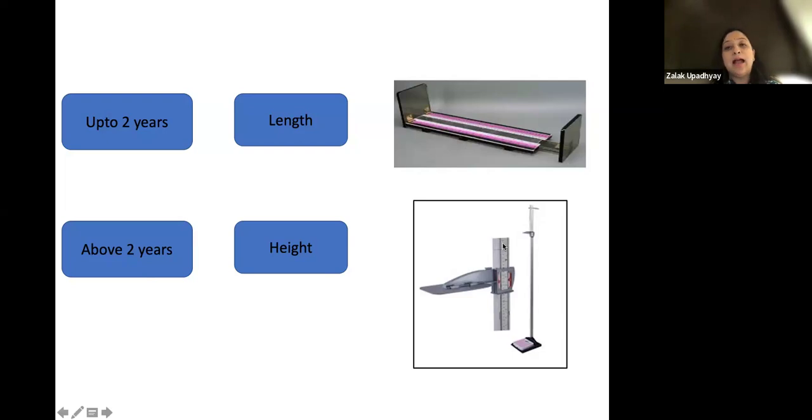After 2 years, it is height, it is standing. That we take with the help of a stadiometer. When I talk about a good stadiometer, you have Harpenden stadiometer, and one of the best stadiometers is from Seca, which is advisable if you want to buy. Infantometers, you get these ones only, and they are good. But stadiometers need to be good and accurate.